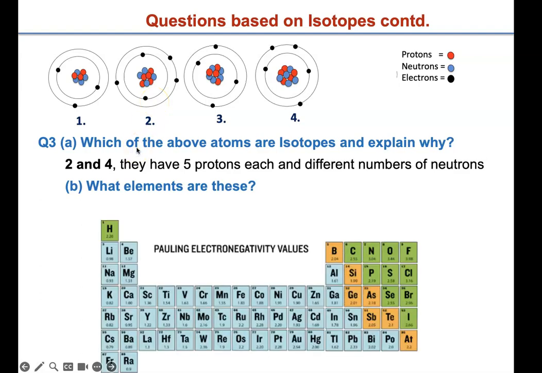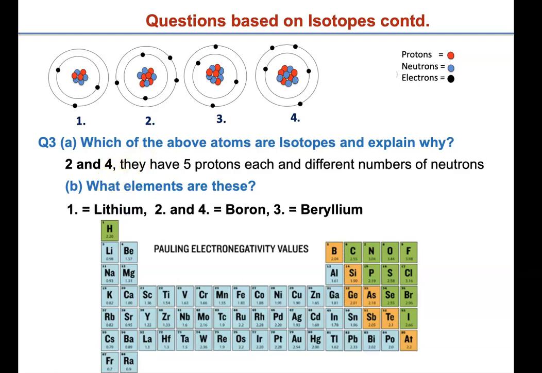And what elements are these? Because you're going to find who they are. 1 is lithium because it has 3 protons. 2 and 4 are boron because they have, sorry, 5 protons. 1, 2, 3, 4, 5. And number 3 is 1, 2, 3, 4. That is going to be beryllium.